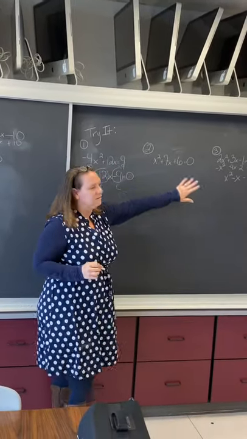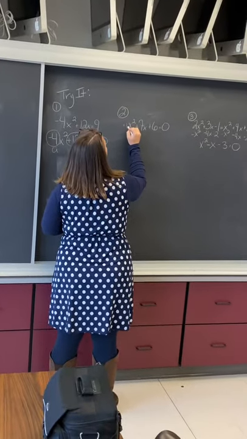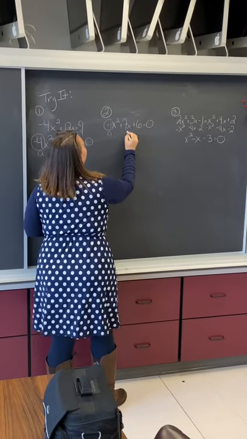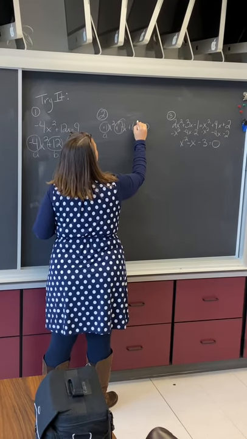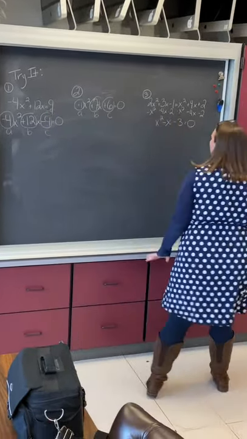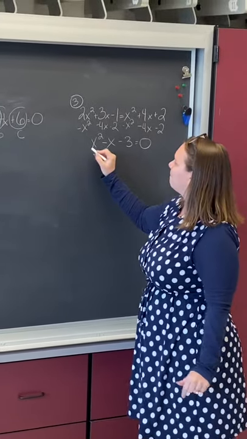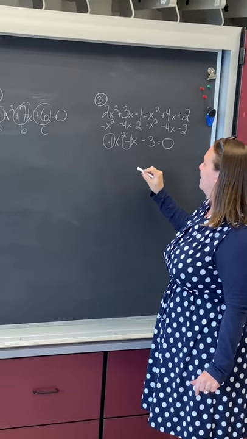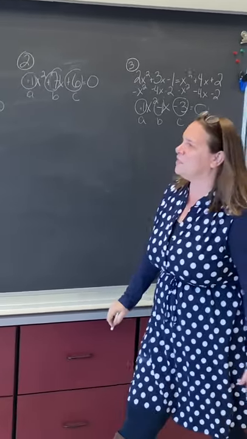What's my A over here? Eric. Positive one. Very good. What's my B? Seven. Positive seven. Good. And C? Positive six. Very good. And on the last one, I have a couple imagined numbers there. Michelle, what's my A, B, and C going to be? Positive one. Good. Negative one. Excellent. Negative three. Very good. So that's step two.